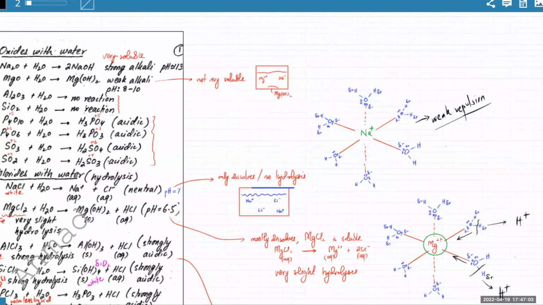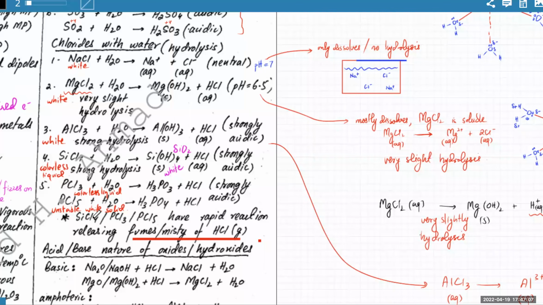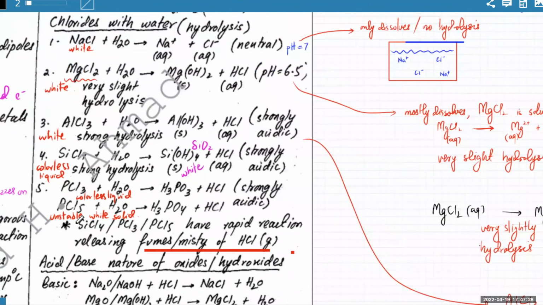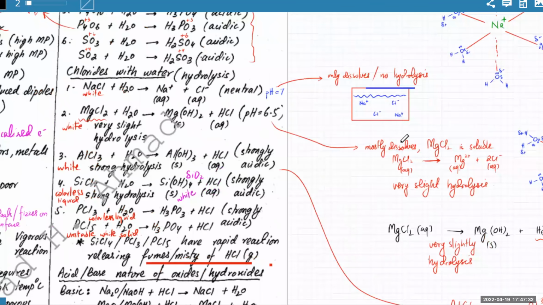So remember, the hydrolysis becomes more vigorous as you go across the period. PCl3, PCl5, SiCl4 have very strong hydrolysis, and you see fumes. The reaction is hydrolysis. All of these reactions, like MgCl2, AlCl3, SiCl4, are hydrolysis. For MgCl2, remember, you can say that it mostly dissolves. There's very slight hydrolysis.